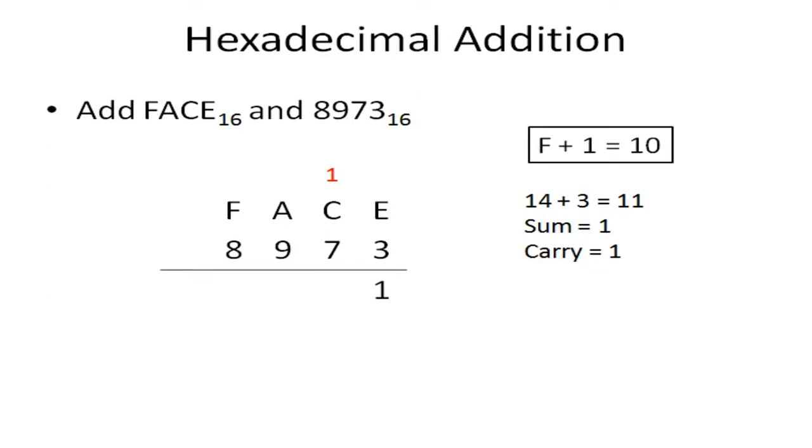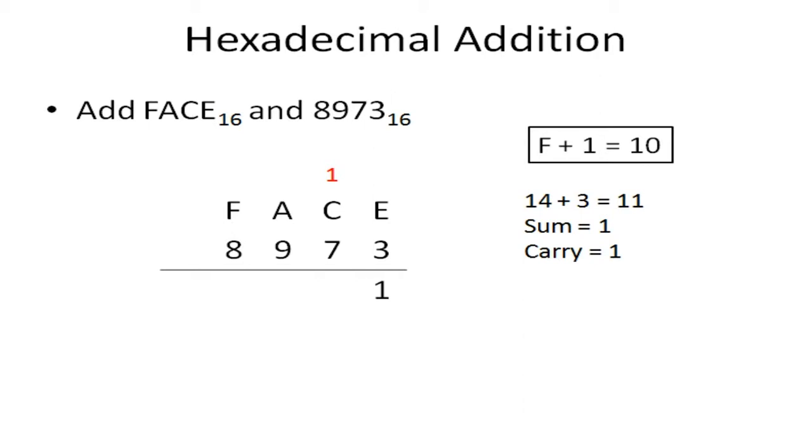So you will get a question like this: add the hexadecimal numbers FACE base 16 and 8973 base 16. Base 16 indicates it is a hexadecimal number. You just write the numbers according to the positional values. We already discussed that a hexadecimal number has the digits from 0 to 15, that is 16 numbers.